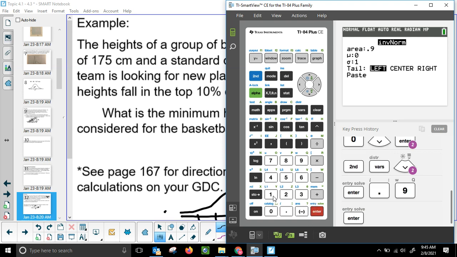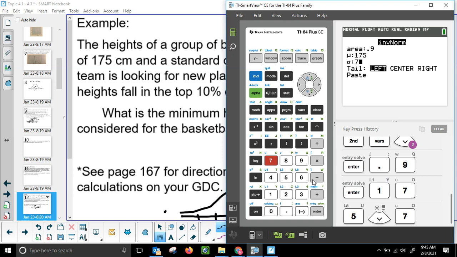All right, my mu, we said, was 105 centimeters, the mean. All right, the standard deviation, they said, is 7 centimeters.